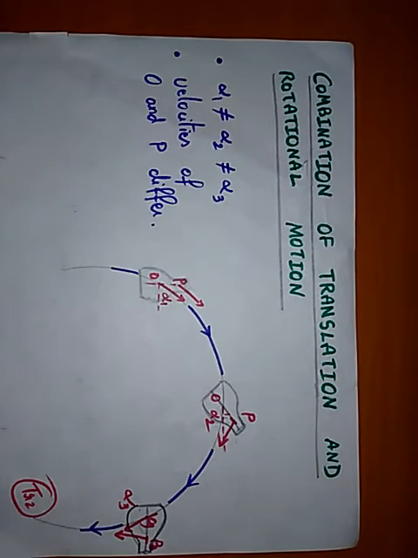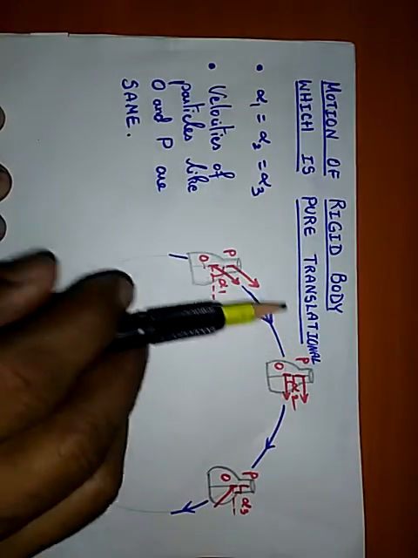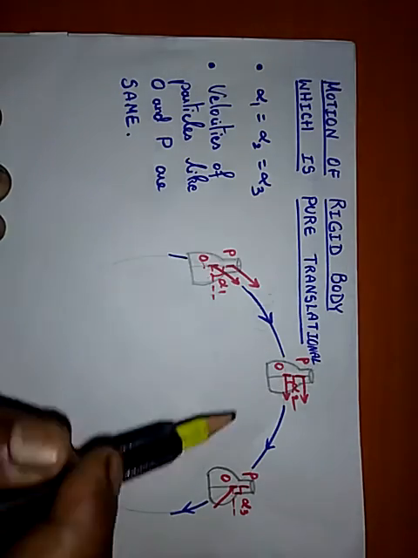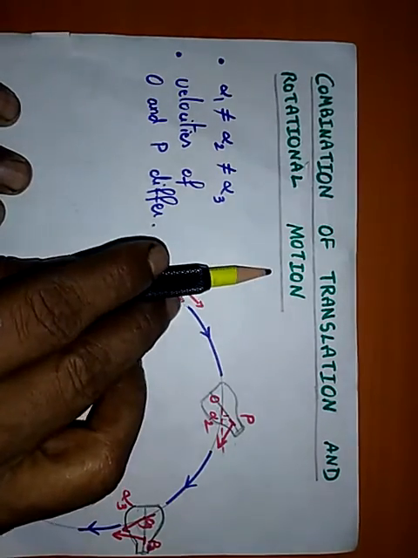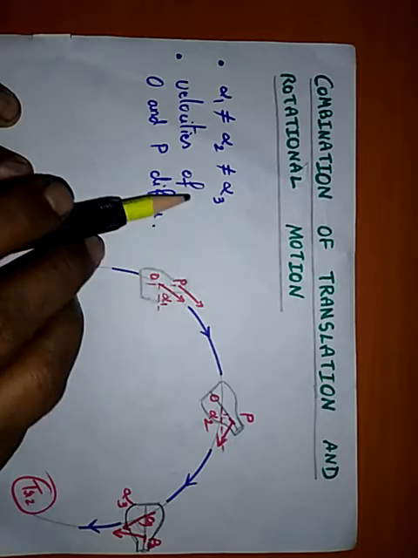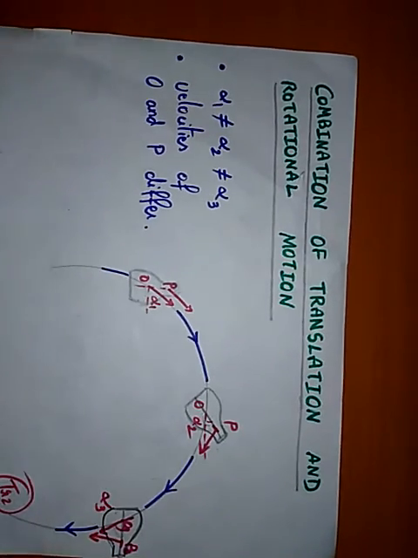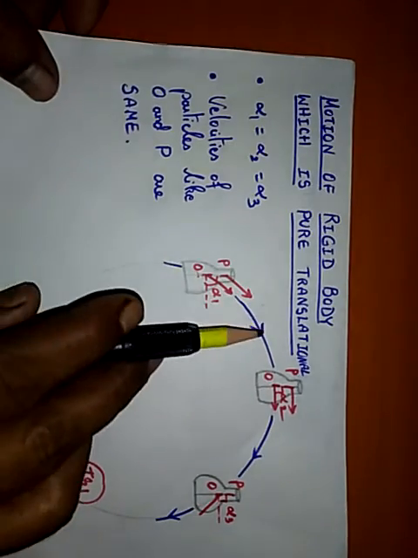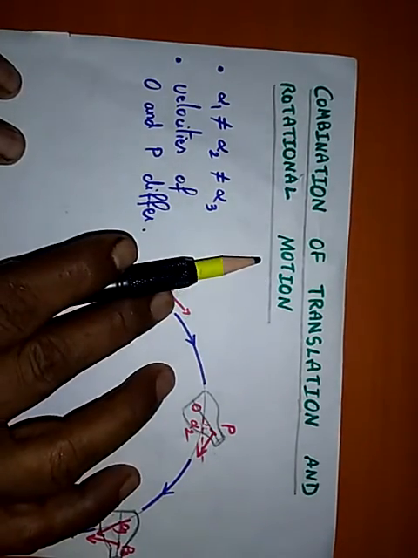So far we have covered two basic motions. One is purely translational, where the angle is going to be constant and the velocity is going to be constant. In the other case, which is a combination of translational and rotational motion, the angle will differ as well as the velocity; it is not going to be constant. So keeping this in mind, hope you have understood about pure translational motion of a rigid body and the combination of translational and rotational motion of the rigid body.